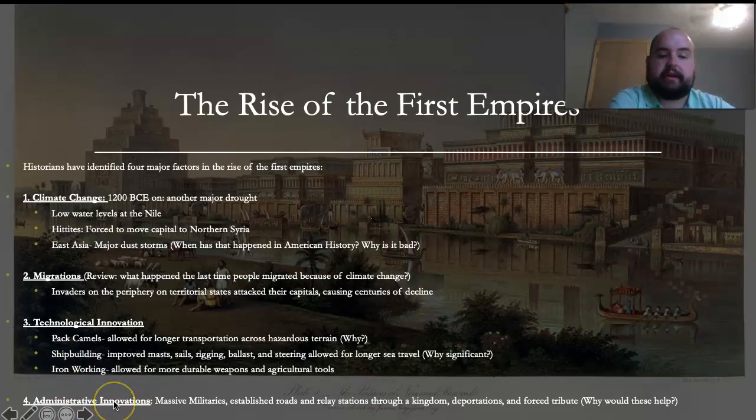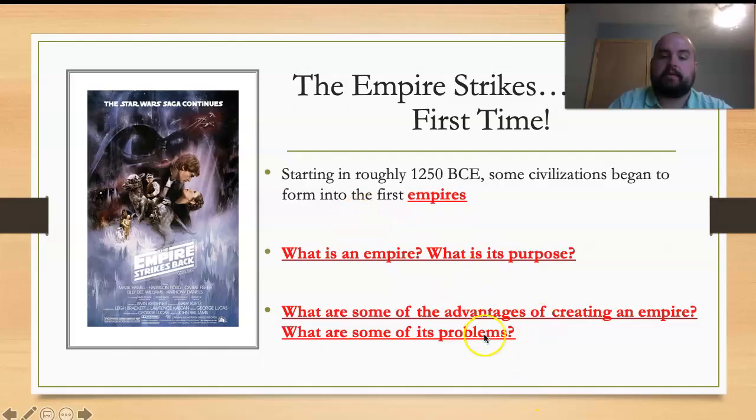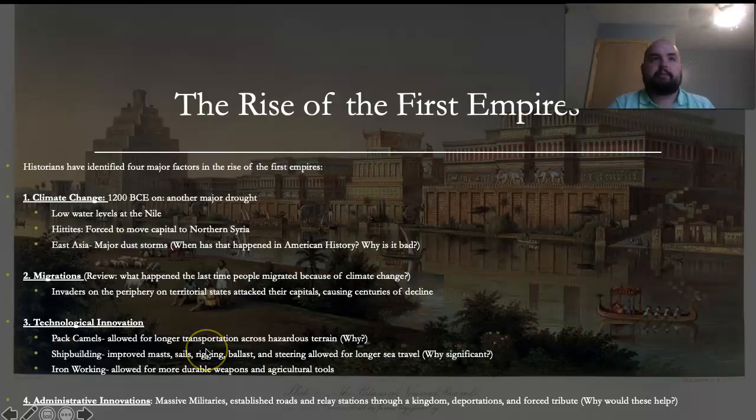Finally, you had administrative innovations: massive militaries for the first time, established roads and relay stations, deportations, and forced tribute. We already talked a little bit about why forced tribute was so important. That helped serve the purpose of gaining economic growth for an empire. But why in particular would these roads and relay stations be so beneficial to growing an empire?